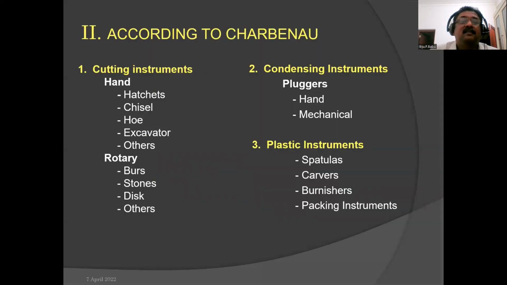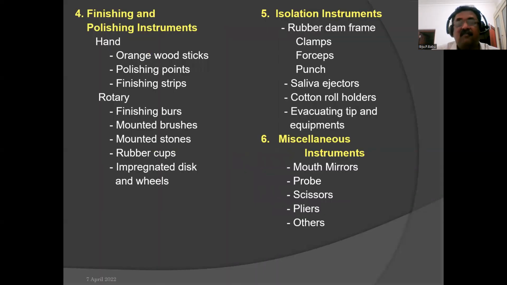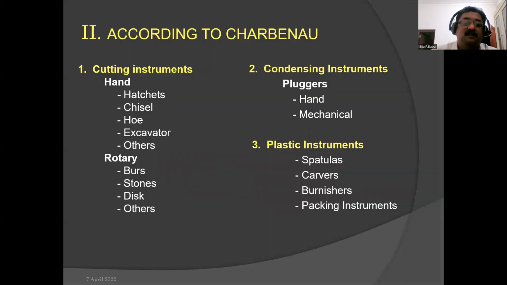Now, the second classification, according to Charbonneau, is divided into three types: cutting instruments, condensing instruments, and plastic filling instruments. Then you have the polishing and finishing instruments, isolation instruments, and miscellaneous instruments. Under the cutting instruments, like before, you have the hand cutting instruments and rotary cutting instruments. In hand cutting, you have the hatchet, chisel, hoe, excavator, and others. In rotary cutting, you have the burrs, stones, discs, and other rotary cutting devices.